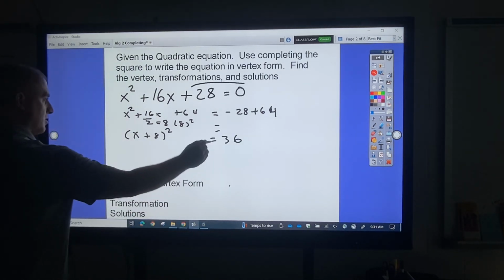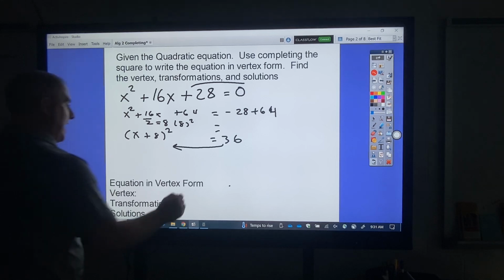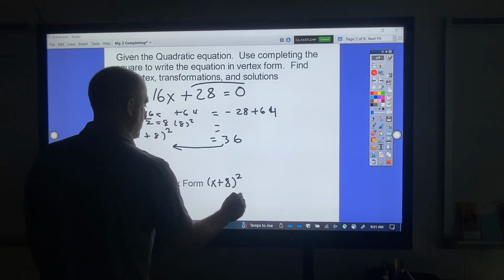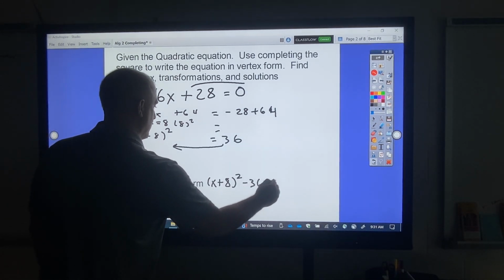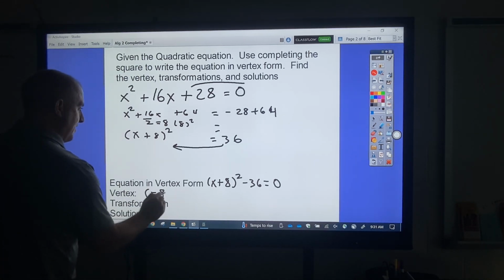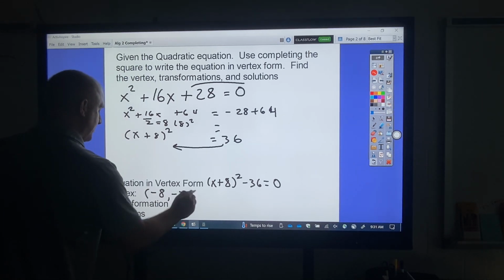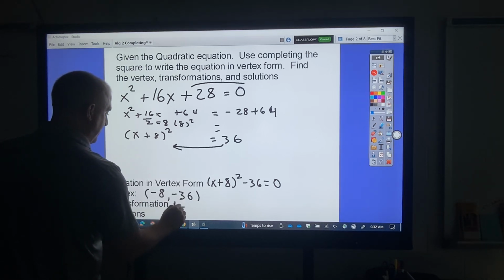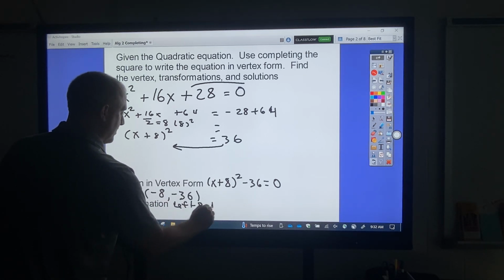Now, to write the vertex form, I move that back, so that would be x plus 8 squared minus 36 equals 0. What's my vertex? My vertex is negative 8, negative 36. Opposite, follow. How would I get that? Or if I go left 8, down 36.